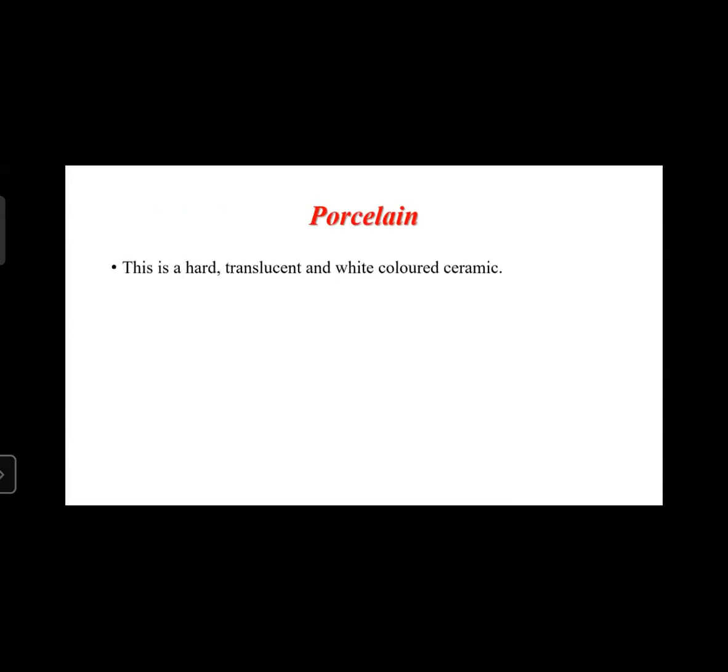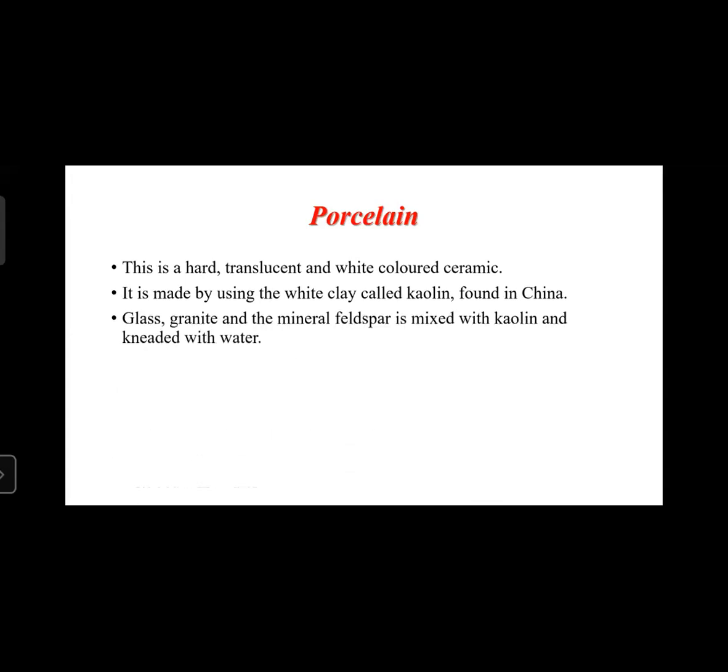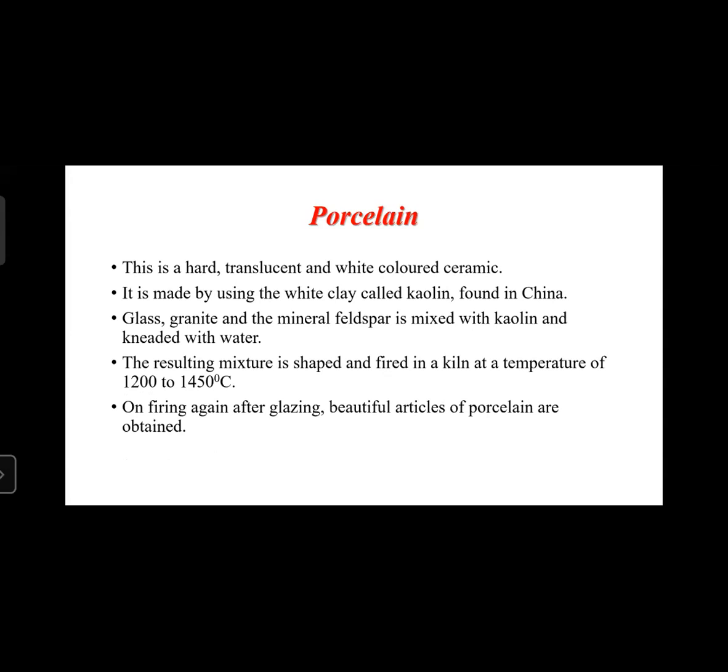Now, porcelain. This is a hard, translucent, and white colored ceramic. It is made by using a white clay called kaolin, which is found in China. Glass, granite, and the mineral feldspar are mixed with kaolin and kneaded with water. Then the resulting mixture is shaped and fired in a kiln at a temperature of 1200 to 1450 degrees Celsius. On firing again after glazing, beautiful articles of porcelain are obtained.